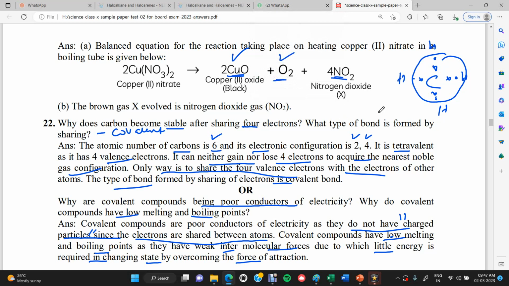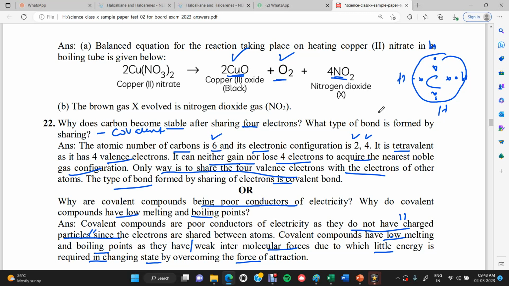Right? Because you have to understand the reason. Weak intermolecular forces. This is a keyword here. If you're writing the keyword and you have to understand this one, you have to underline it. So weak intermolecular forces and they do not have charged particles. These are the keywords here. So while you are writing your answer, you have to highlight your keyword always.